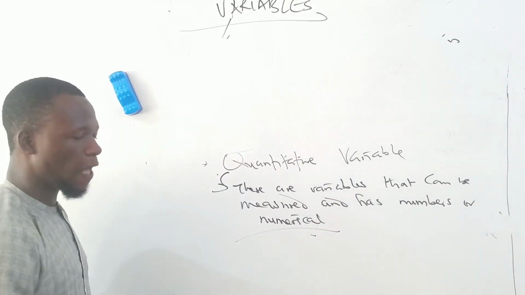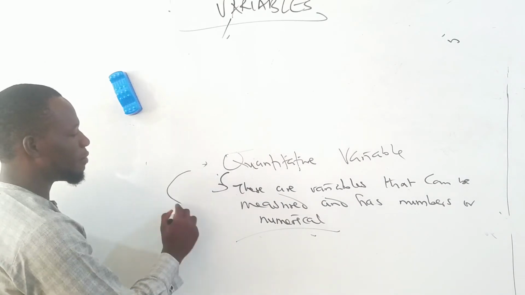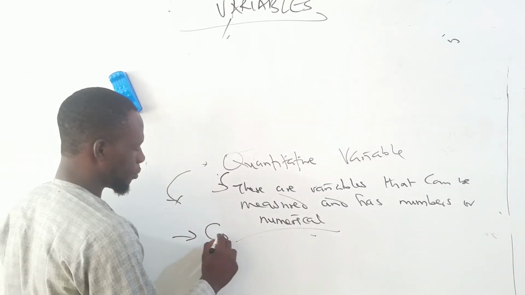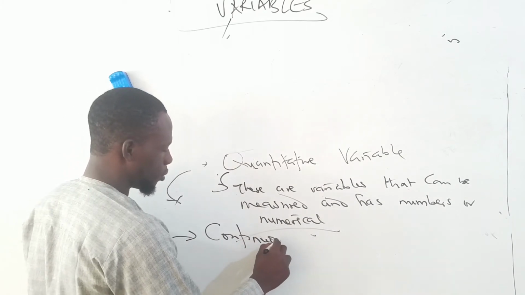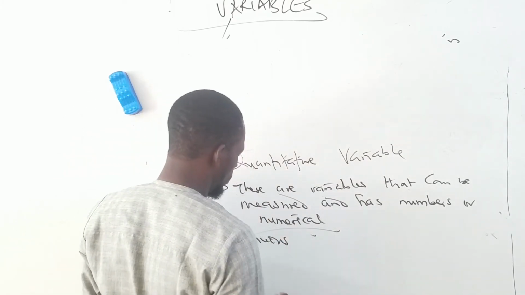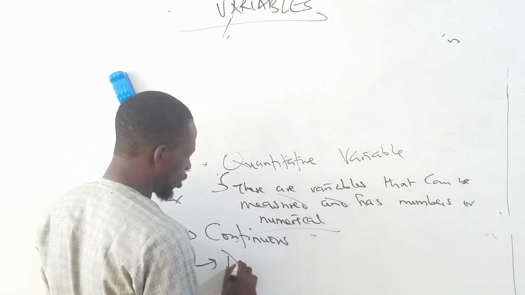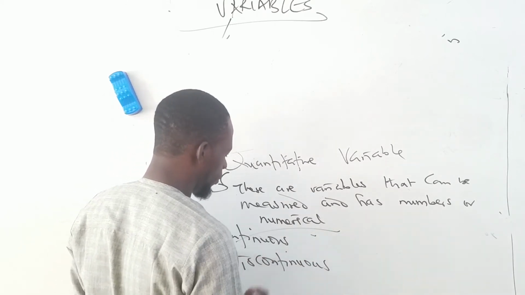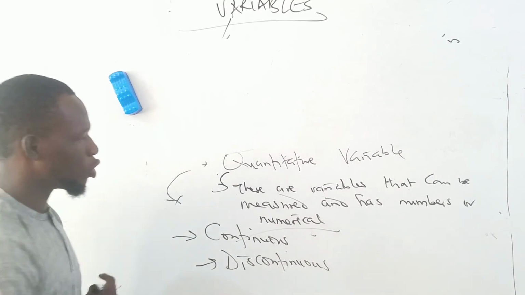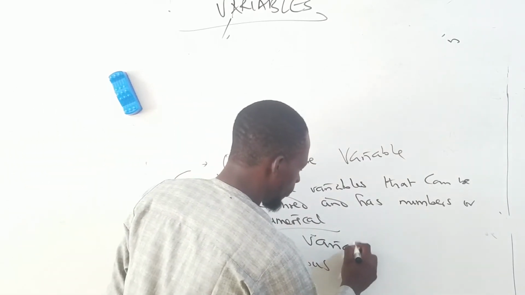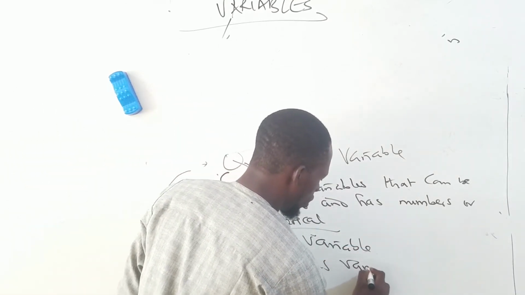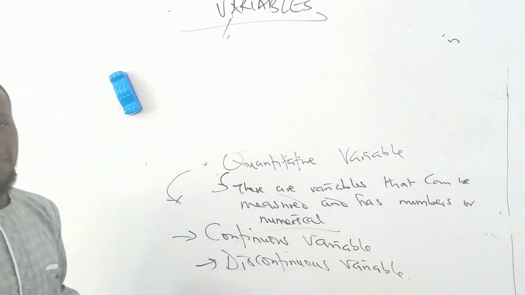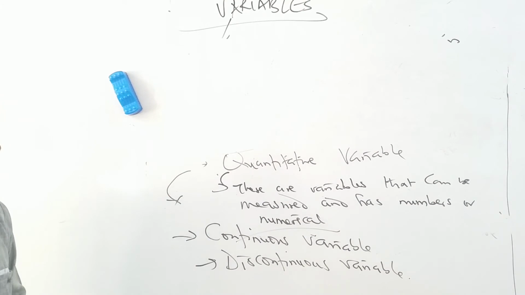So this type can also be divided into two. We have the continuous and we have the discontinuous. So we have continuous variable and we have the discontinuous variable. So now let's talk about the continuous variable.